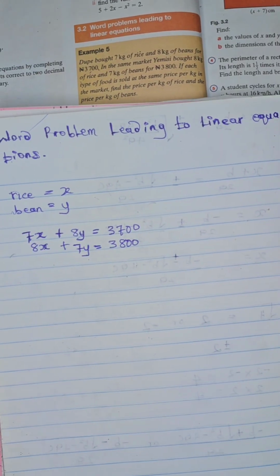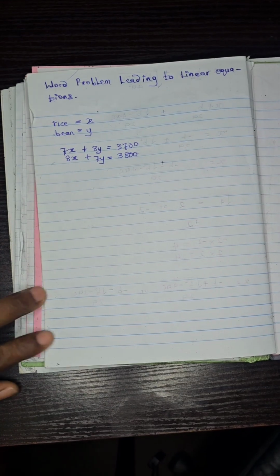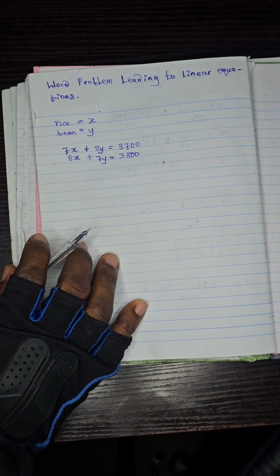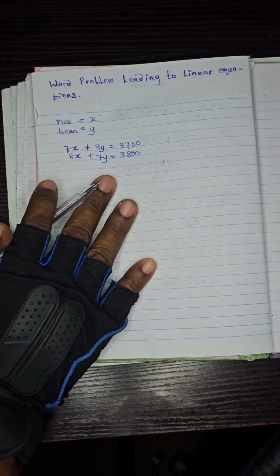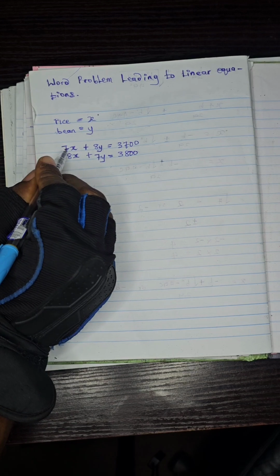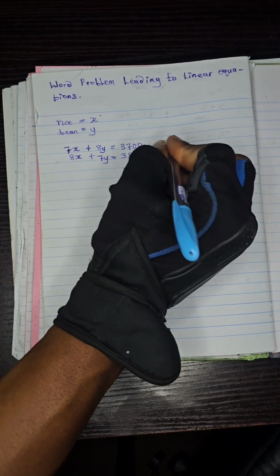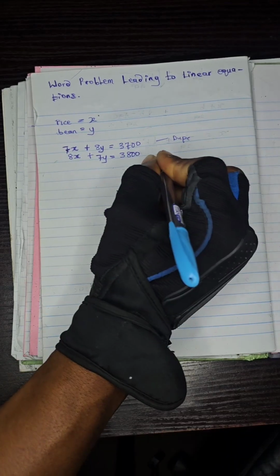So now let's start solving. This is the equation we need to solve this problem. When you are dealing with a word problem, all you need to do is understand the question, put it in the form of an equation, and solve. Now, somebody bought 7 kg of rice. You don't know the price of 1 kg. This is Dupe, and this is Yemisi.